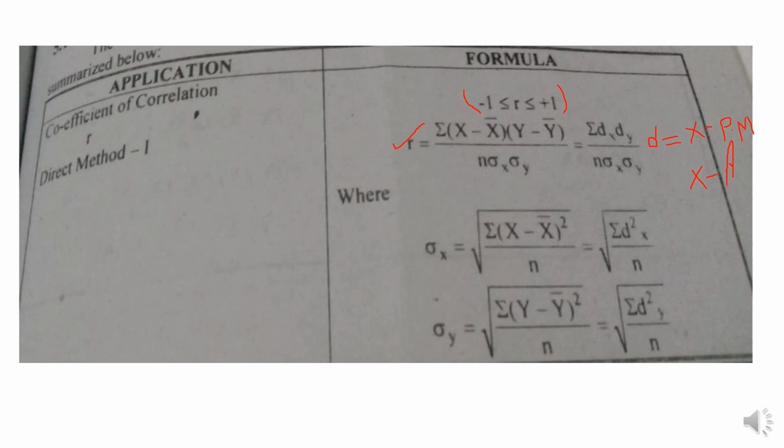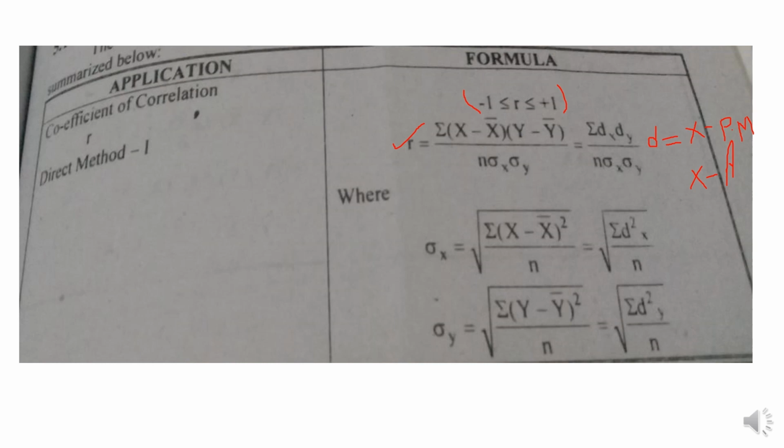And here the sigma x and sigma y formulas, as we already discussed: for sigma x, square root of summation (x minus x bar) whole square by n, or square root of summation dx square by n. And for sigma y we use the square root of summation (y minus y bar) whole square divided by n, or square root of summation dy square divided by n. So these are the formulas for the direct method 1.